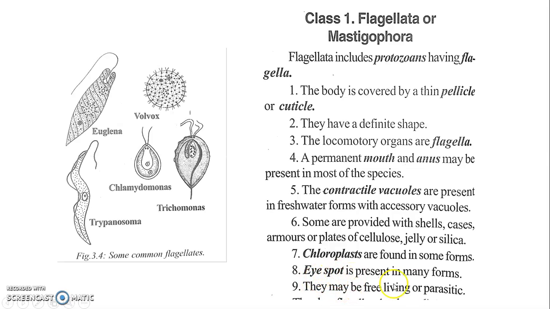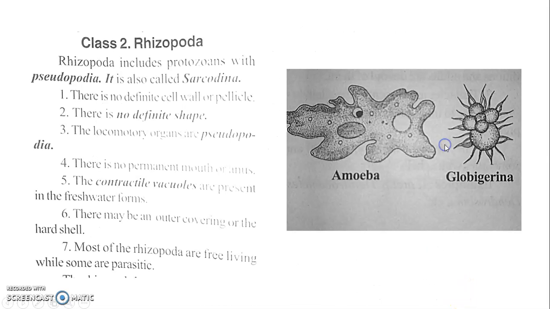Some have an eye spot. This eye spot has a photoreceptive function. It senses the light. They may be free living or parasitic. Some of the organisms have a free living mode of life, and some are parasitic, which depend on others for food.